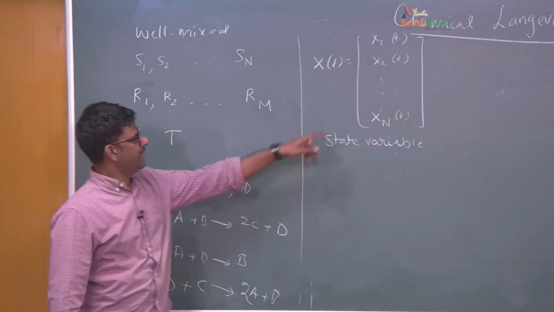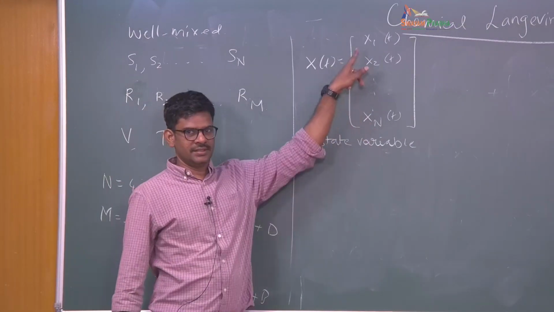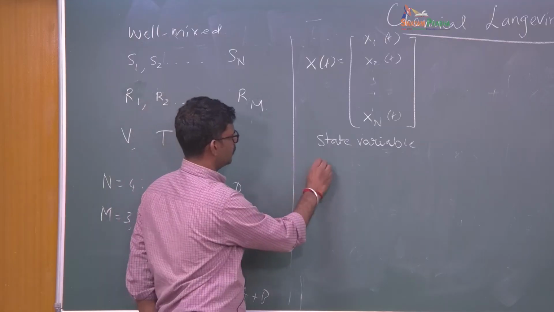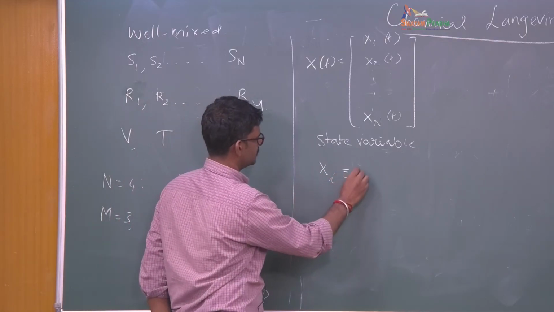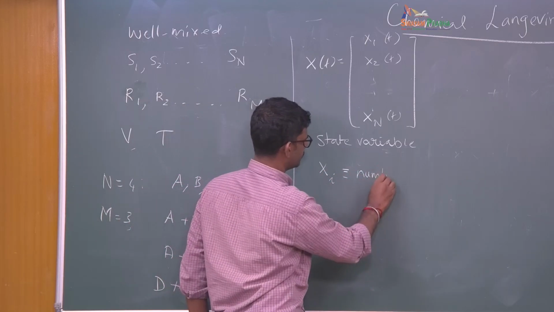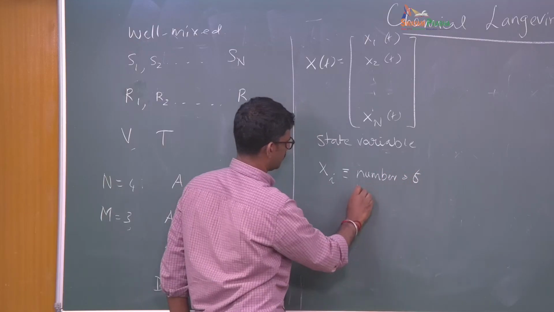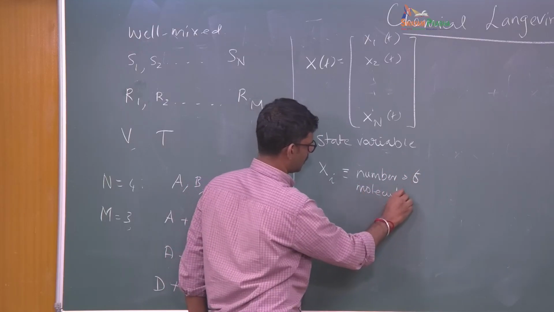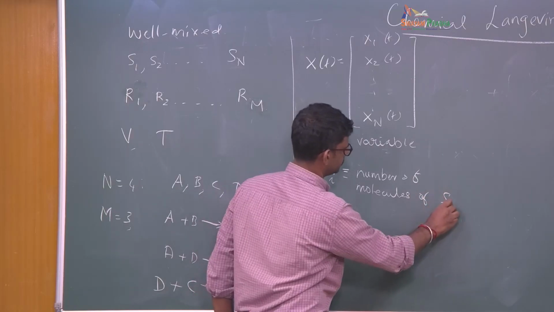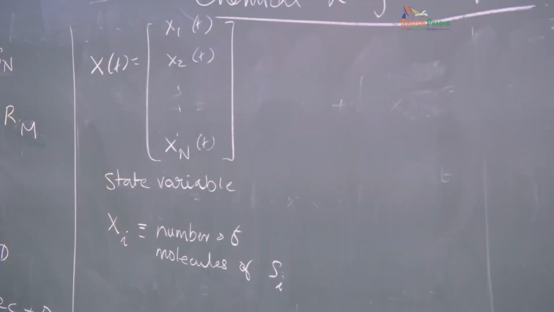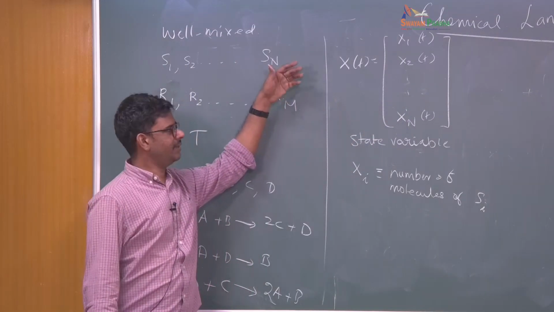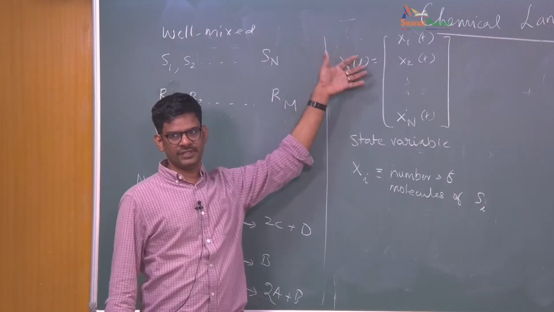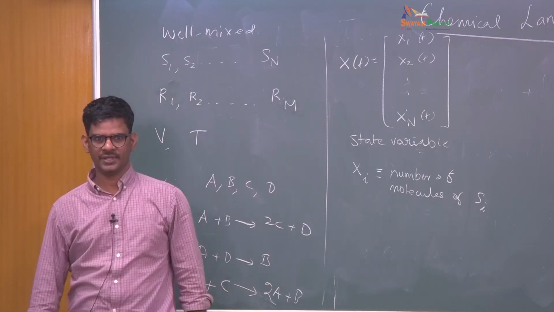And each of these x1, x2 all the way to xn refer to the number of molecules of Si. Okay, so now our question is, given some initial condition for these species, how can I predict x of t? Okay, so that's a question that we want to ask.